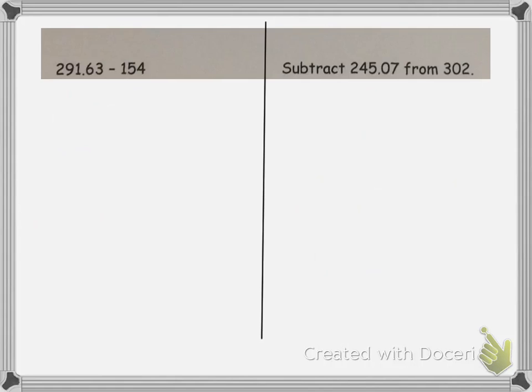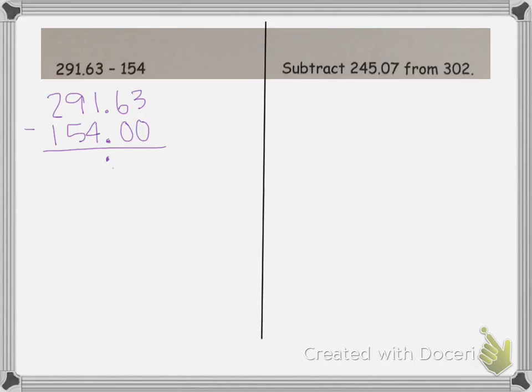Let's try some subtraction problems. Now, the same rules apply, so when I'm setting up my subtraction problem, I want to line up the decimals. So 291 and 63 hundredths minus 154. And I don't have any digits after my decimal in 154, so I'm going to go ahead and add zeros as placeholders. And now I just subtract as usual. I almost forgot one step. I need to drop that decimal down into my answer. That's really important.